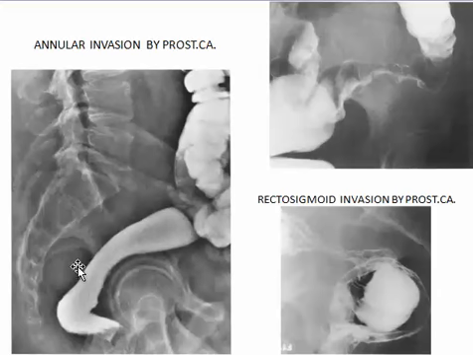Here is annular carcinoma filling this area, invasion by prostatic carcinoma. The rectosigmoid is invaded by a large prostatic carcinoma extension into the pelvic wall. Another case of narrowing of the rectosigmoid. This is the sacrum and this is the rectosigmoid. It's narrowed due to large prostatic carcinoma invading.